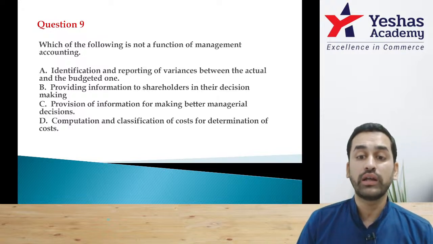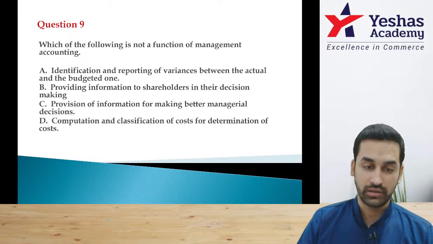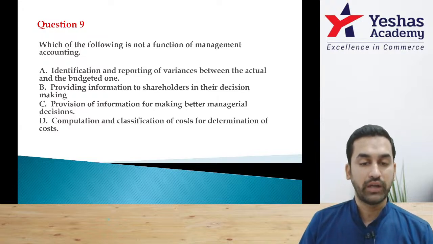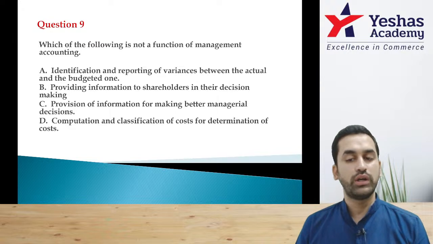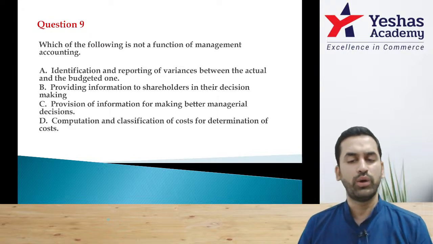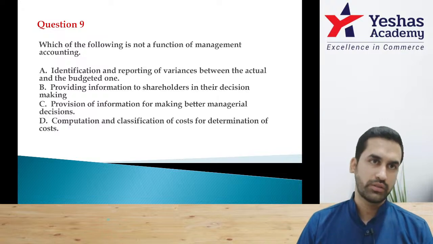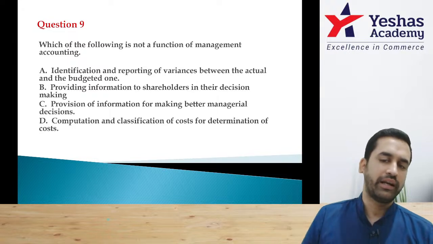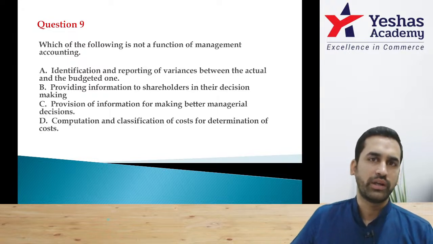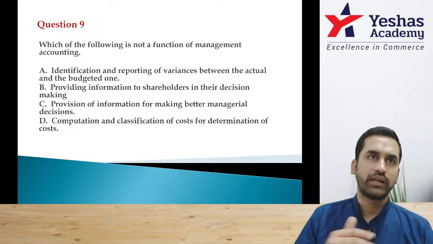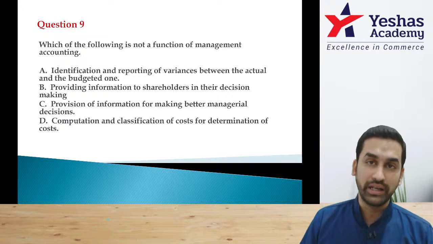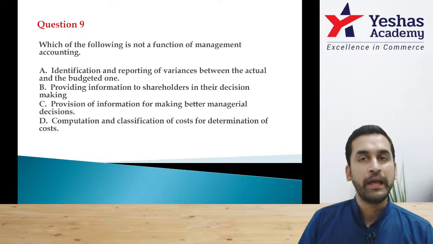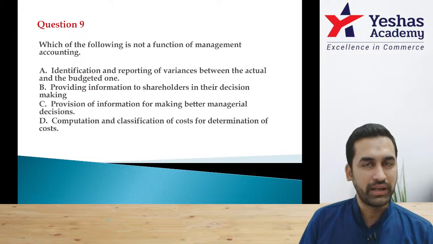Which of the following is not a function of management accounting? Not a function, they are asking. Read first. A: Identification and reporting of variance between actual and budget. B: Providing information to shareholders in their decision making. The moment I see shareholders, I know it's the most possible wrong answer, correct? Because there is no direct connection between management accounting, cost accounting with the shareholder. Shareholders' connection is with financial accounting, with audit, with meetings, the directors, the director reports, all of that. But shareholders may not be interested in cost and management accounting.